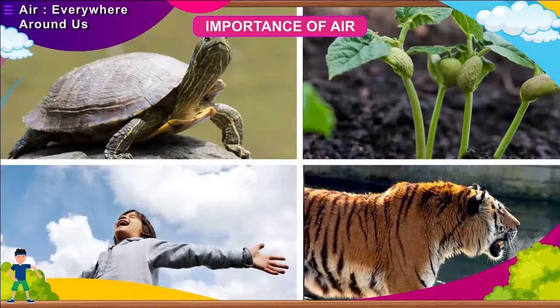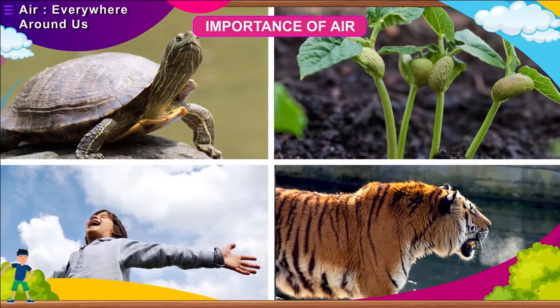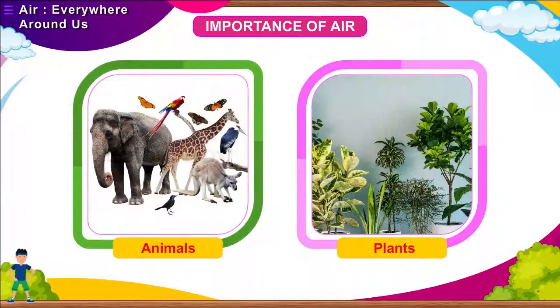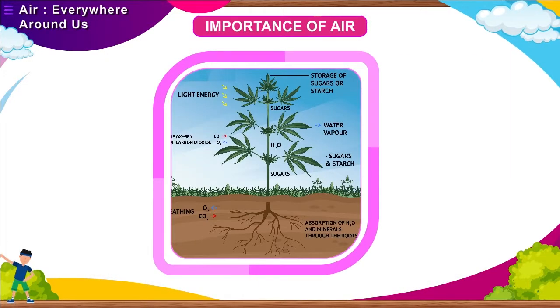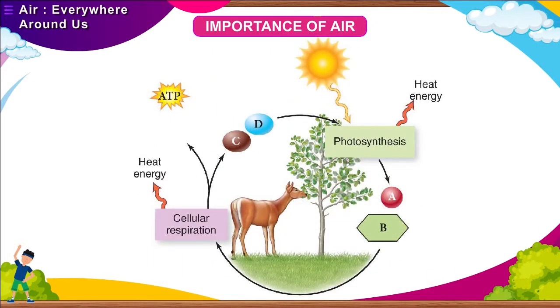Importance of air. Air is very important and required by all living things. The reasons behind saying that air is life are: land animals and plants breathe in air, oxygen. Green plants take in air, carbon dioxide, which is formed as a result of respiration, to prepare their food by the process of photosynthesis. Oxygen evolved during photosynthesis is used by living beings in respiration.